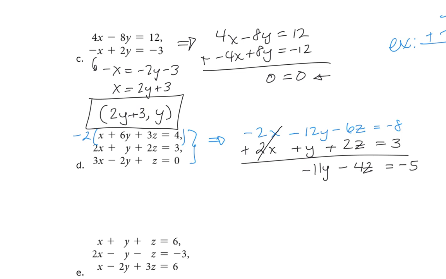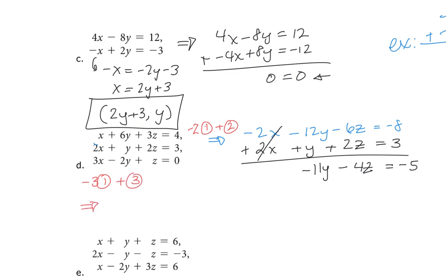Now, I'm going to do this a second time. What I did to get to this point is I took equation 1 and multiplied it by a negative 2, and added it to equation number 2. Now I'm going to take the top equation and multiply by a negative 3 and add it to equation number 3.